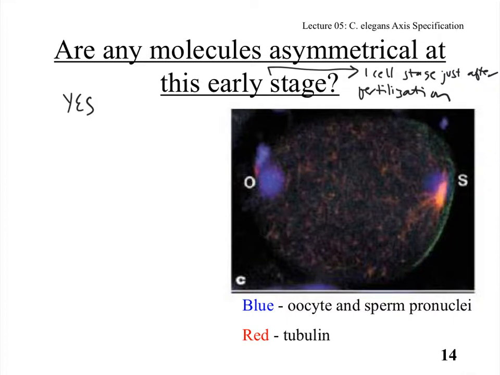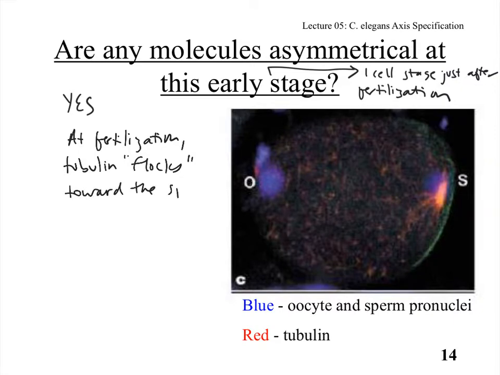So basically, yes, at fertilization, tubulin flocks or moves toward the sperm pronucleus, and then this forms long microtubules.